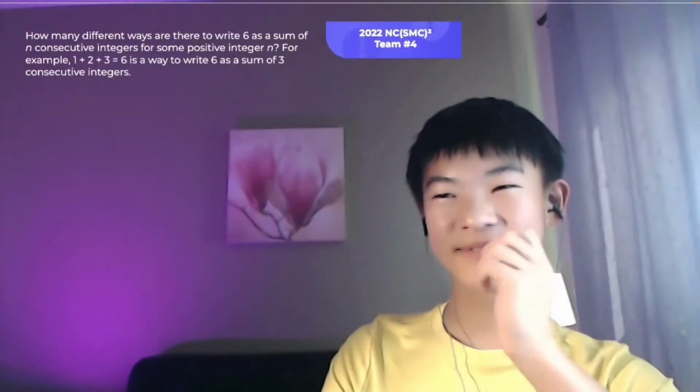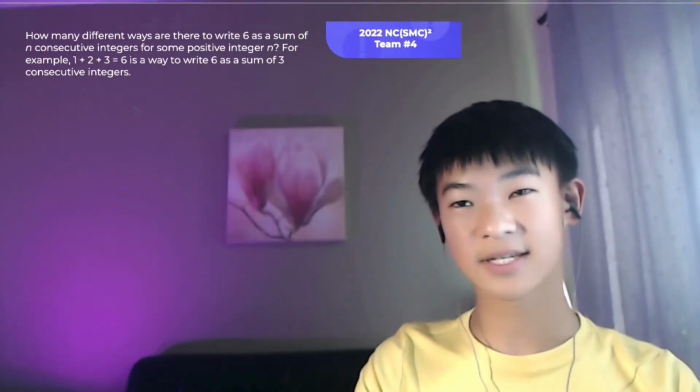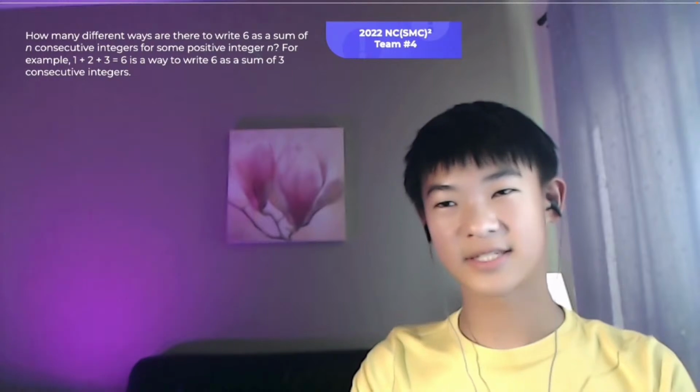This is team number 4 now. How many different ways are there to write 6 as a sum of n consecutive integers for some positive integer n? For example, 1 plus 2 plus 3 equals 6 is a way to write 6 as a sum of 3 consecutive integers.